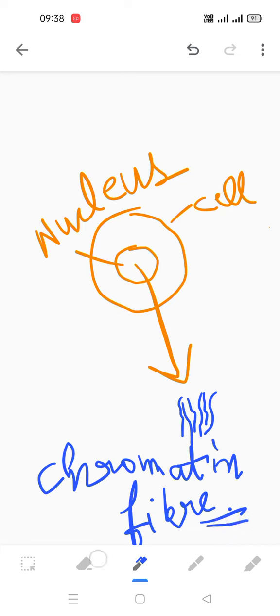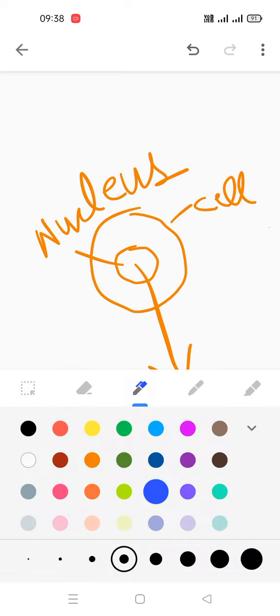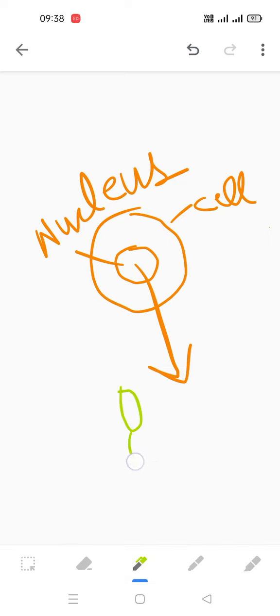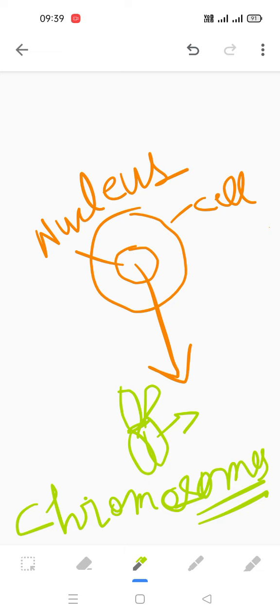When the chromatin fibers become condensed, means become thick and short, like this, they will rapidly change into chromosomes. This is your chromosome. Like this it is present in a pair.